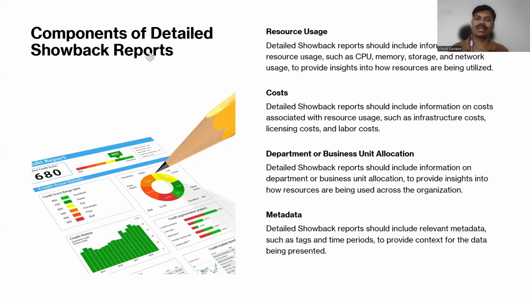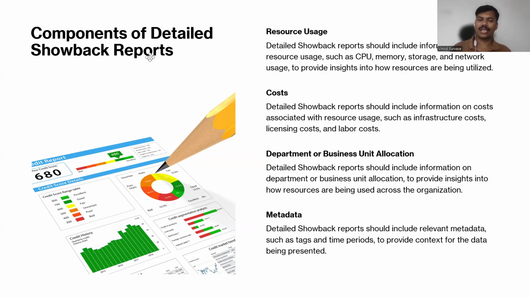The next is department as well as business unit allocation. So it is going to give us the information at the department as well as business unit allocation level, and provides insights into how we are using or utilizing the resources effectively across the organization, right?